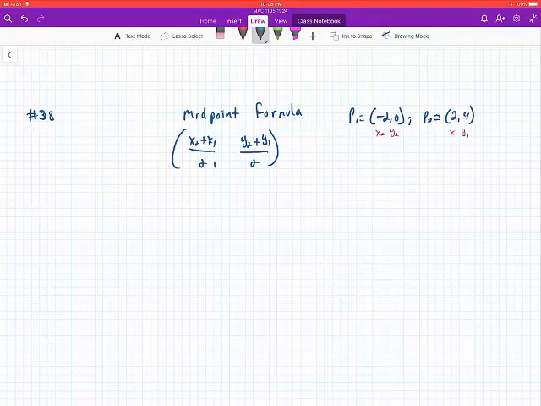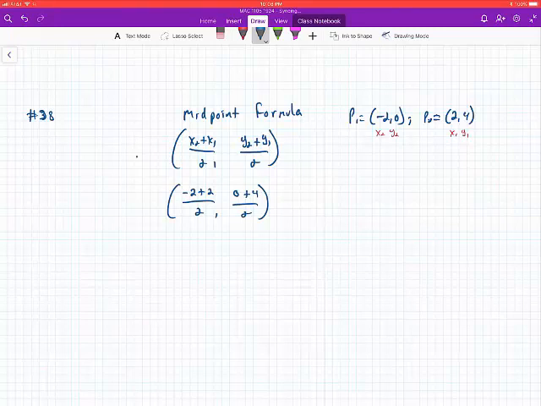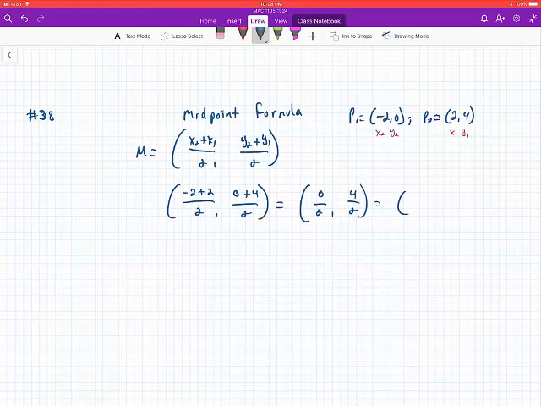-2, so it's going to be (-2 plus 2) over 2. And then it's going to be (0 plus 4) over 2. And so the midpoint of these two is going to be, so -2 plus 2 is 0. And then this is 4 over 2. So then the midpoint between these 2 points is going to be 0, 2 for this particular example.